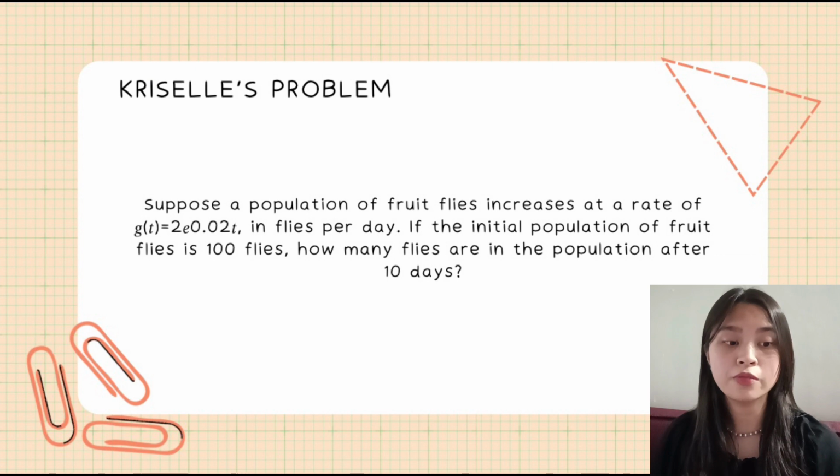Suppose a population of fruit flies increases at a rate of g of t equals 2e raised to 0.02t flies per day. If the initial population of fruit flies is 100 flies, how many flies are in the population after 10 days?